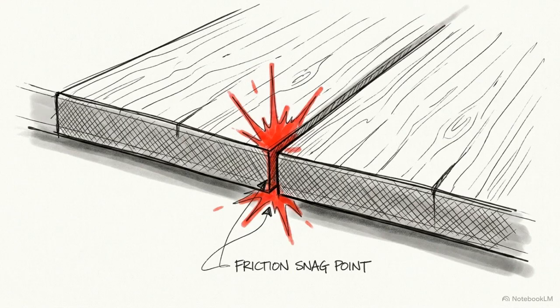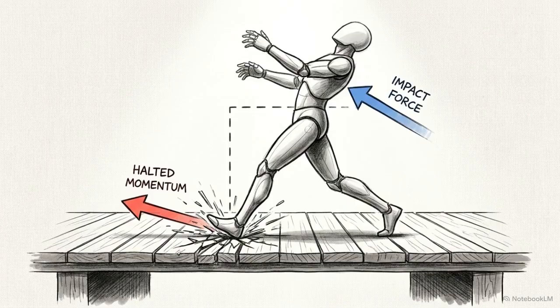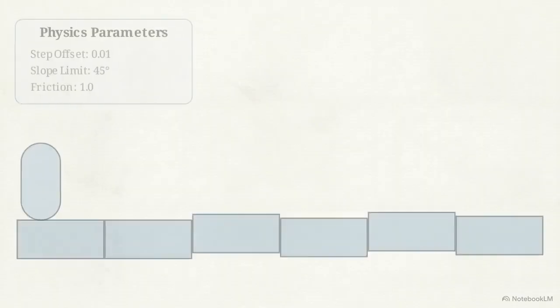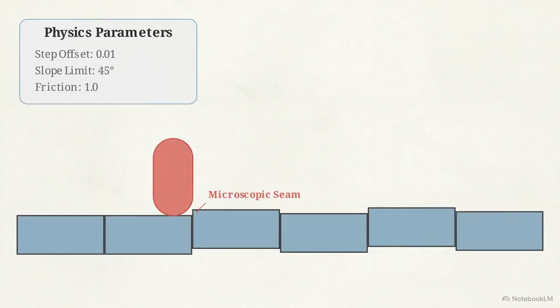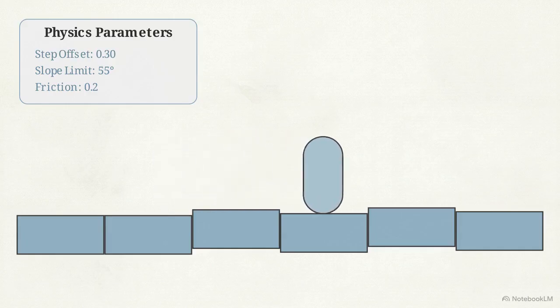The final piece of the architecture involves microscopic friction failures. Even with perfect layers, characters will frequently snag and halt on entirely flat wooden bridges. This diagram shows a physics capsule moving across a bridge. With high friction and low step offset, the capsule catches on microscopic seams. By increasing the step offset and slope limit, the capsule smoothly glides over these vertical interruptions.